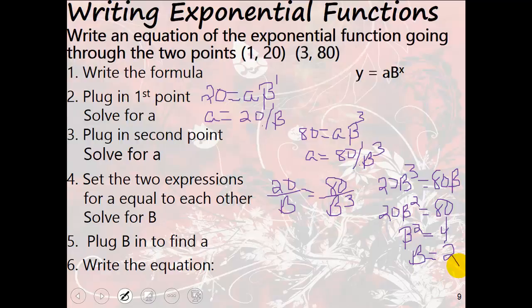All right. So now I know what b is. So now I'm going to plug it into one of these two equations. I'm going to pick the easier. So a has to equal 20 over b, but b is 2, so a equals 10. So I get y equals a, which is 10, base b, which is 2, to the x.